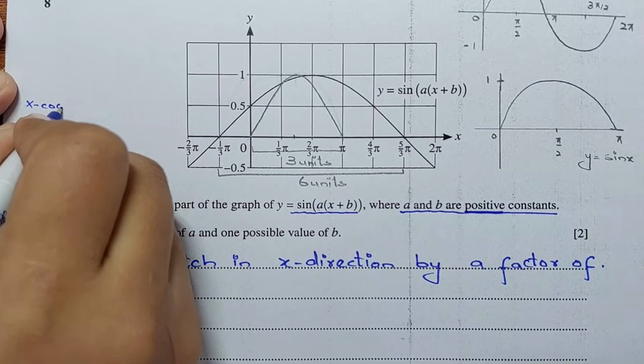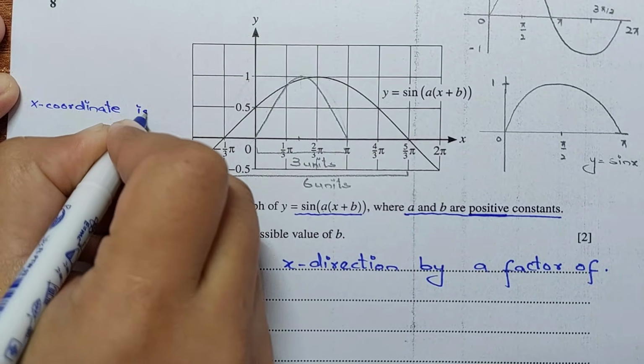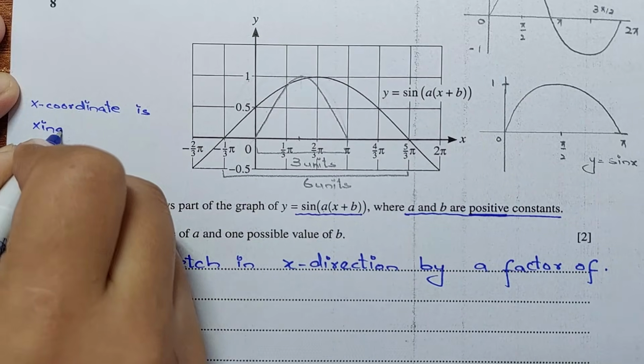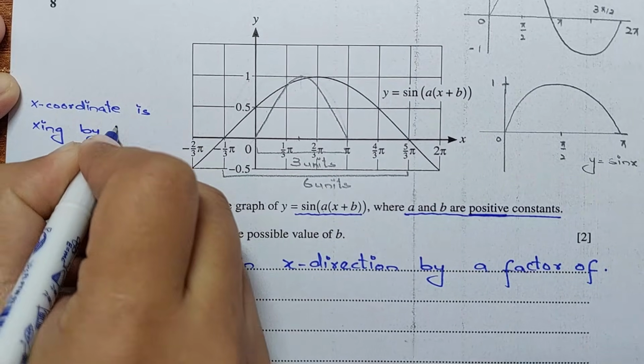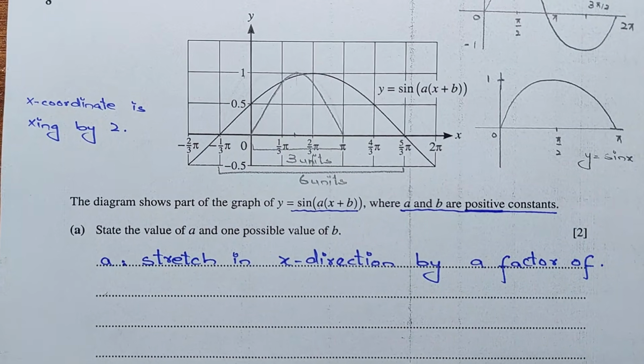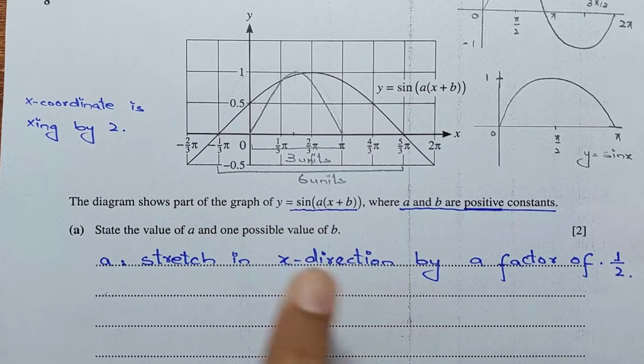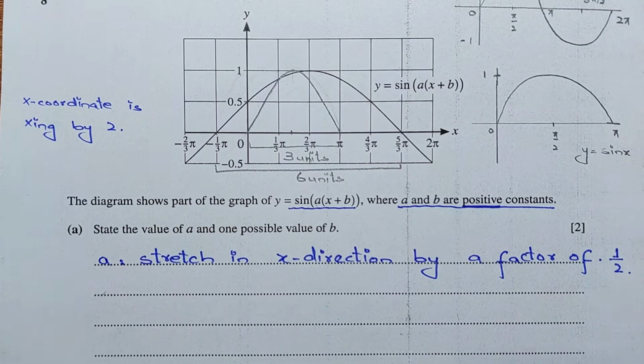Every x coordinate is multiplied by 2. So we have a stretch in x direction by a factor of 2, but we need to take a reciprocal of 2, which is 1 by 2. So we got the a value, which is 1 by 2. So let me multiply every x coordinate by 2, right?